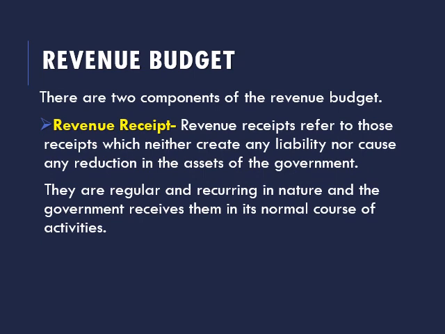So there are two components of the government revenue budget: revenue receipts. Now, a very important definition, children, I will mark. Revenue receipts refer to those receipts which neither create any liability nor cause any reduction in the assets of the government. They are regular, recurring in nature, and the government receives them in its normal course of activity.